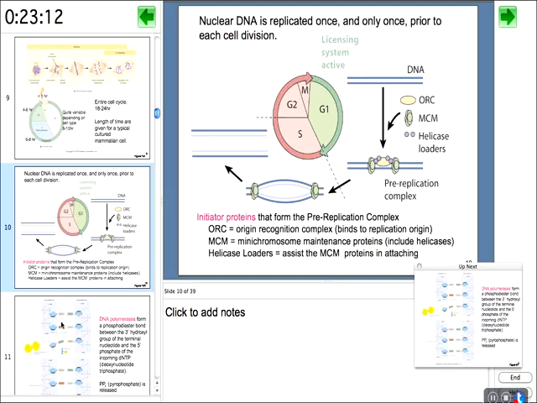So here's how this is controlled. They call it a licensing system. So the DNA gets licensed to replicate.